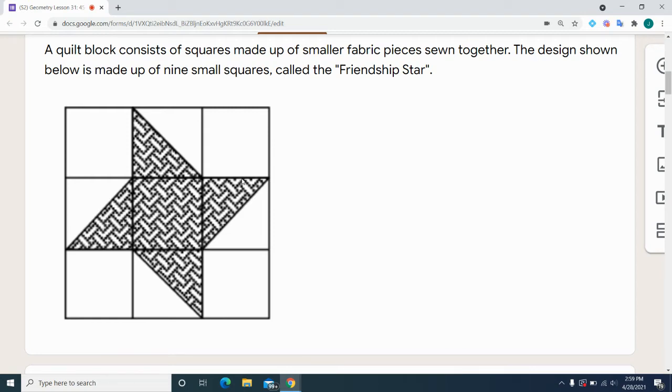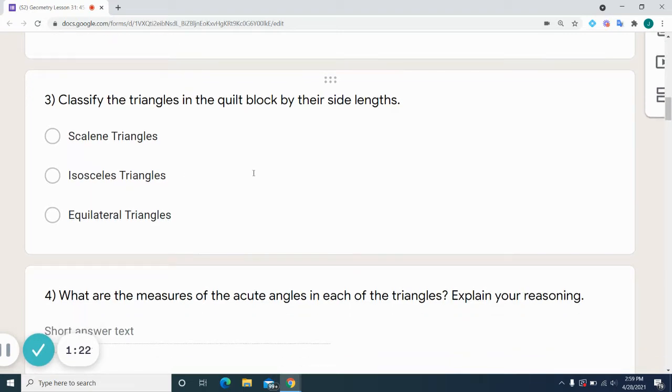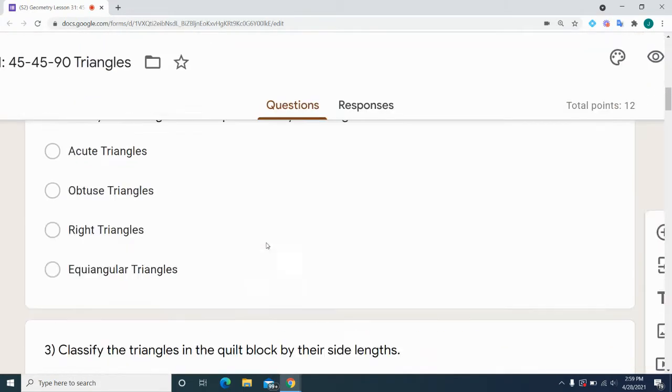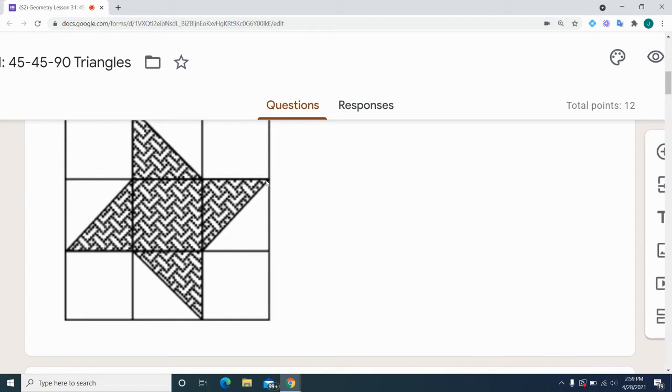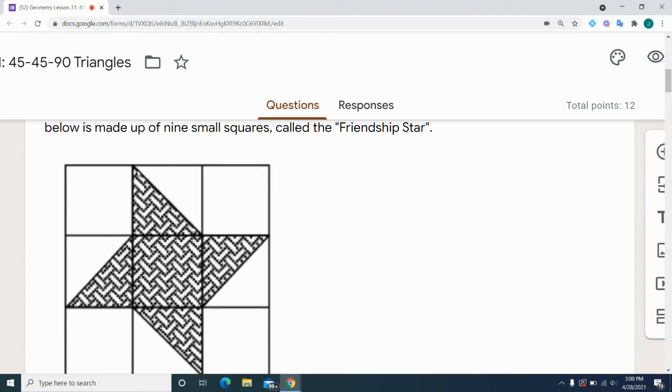So what do you call it when two sides are congruent? We did that lesson a while ago. That's isosceles triangles. And then lastly, what are the measures of the acute angles? So if you look right here, you're taking this diagonal and slicing it right down the middle. So you're slicing right through the middle. So if you had the square, this was supposed to be 90 degrees, but it's been cut in half. What's half of 90? That'd be 45.